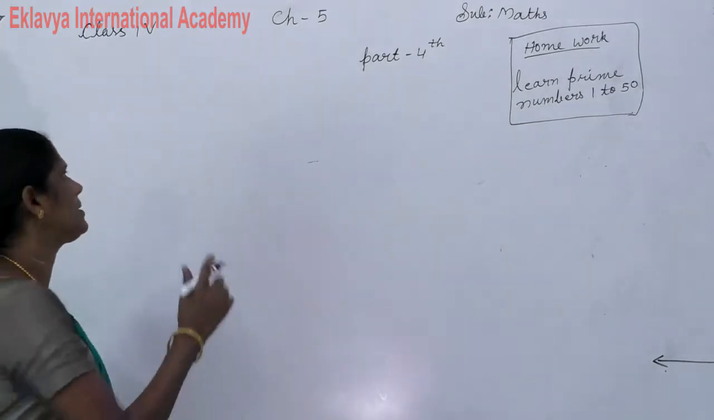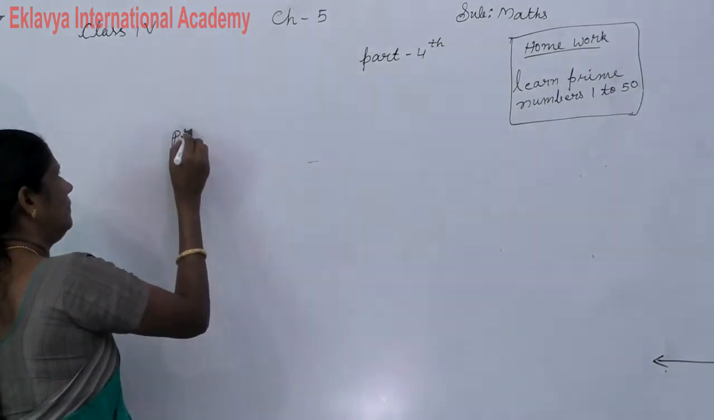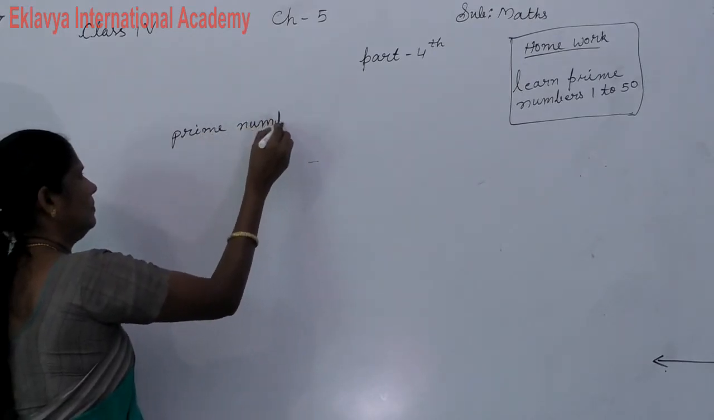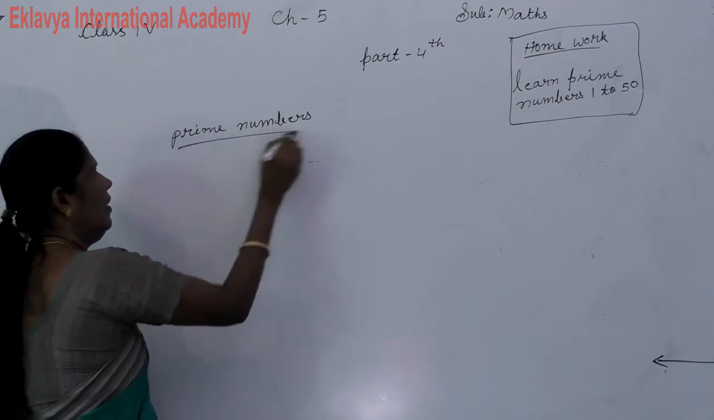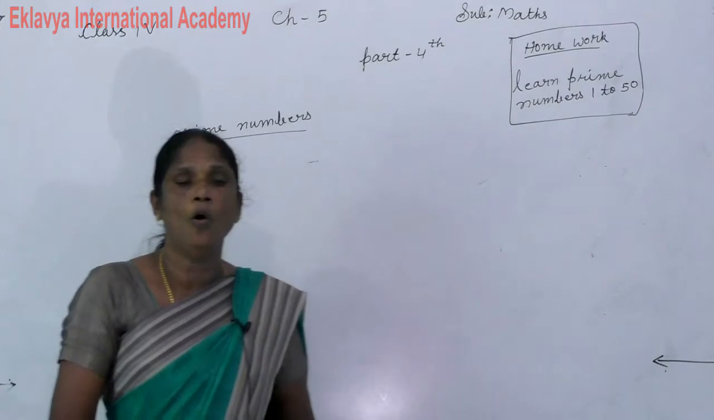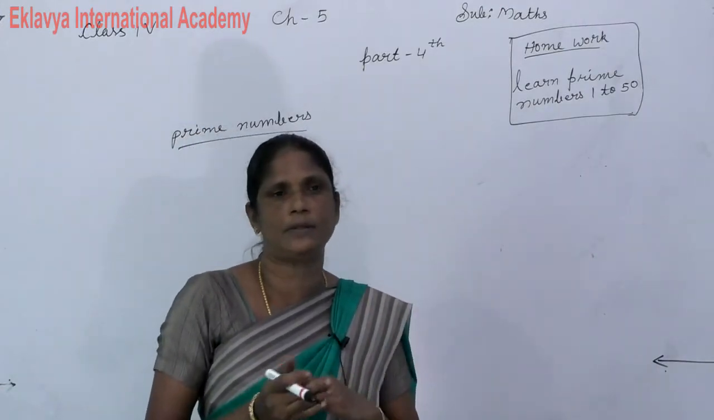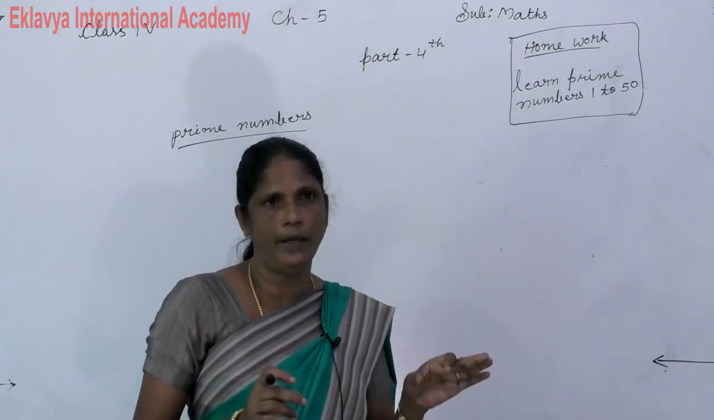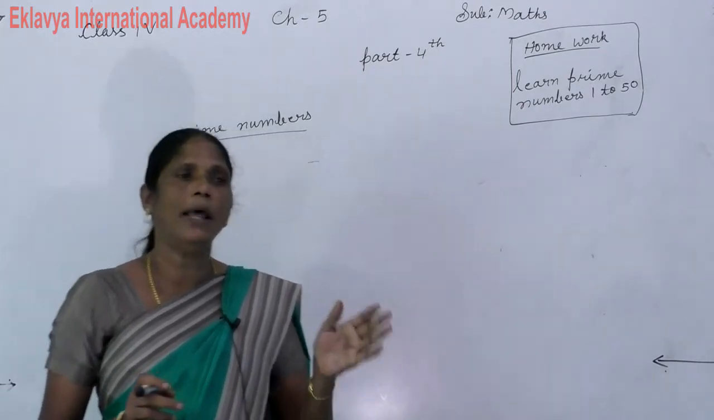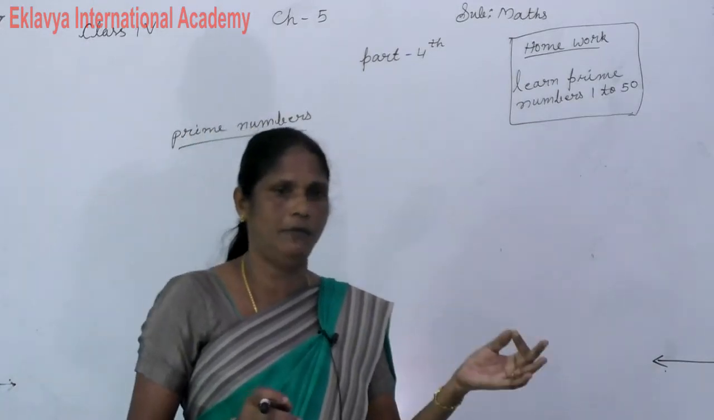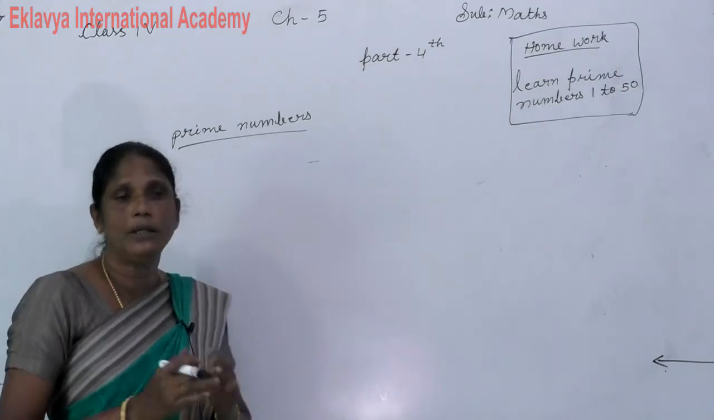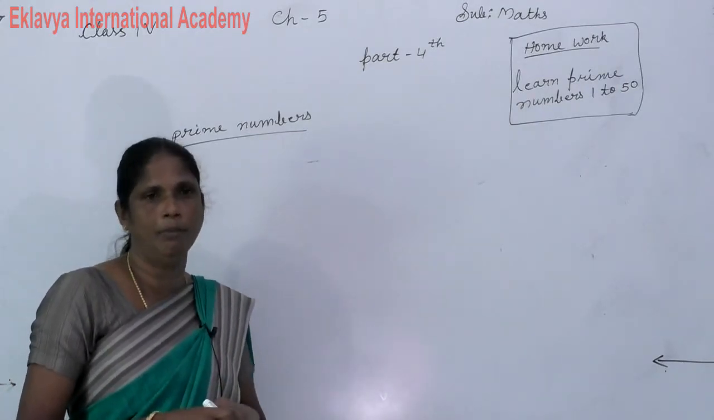First we will study prime numbers. What do you mean by prime numbers? A number which has only two factors, one and the number itself, is called a prime number.